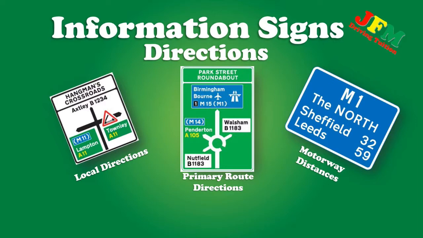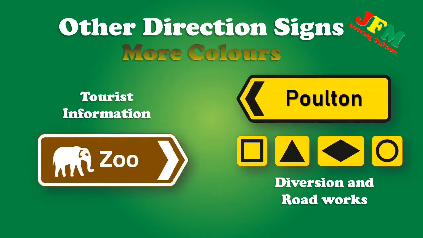Blue rectangle signs are used on or referring to a motorway. This one is showing the general direction of travel to be north, and the distances in miles to Sheffield and Leeds on the M1 motorway. Brown rectangular signs are used to give tourist information, whereas these yellow ones are used to indicate a route for a diversion.